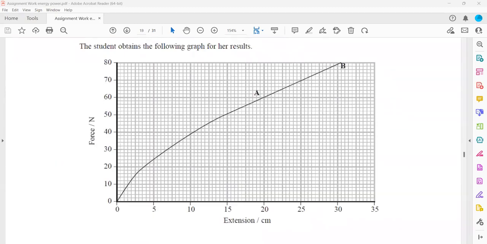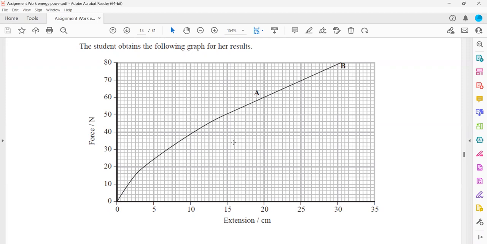So what is Hooke's law? Hooke's law states that there should be a straight line which is passing through the origin. Hooke's law simply states that force and extension are directly proportional to each other, and the graph between the two quantities should be a straight line which is passing through the origin.